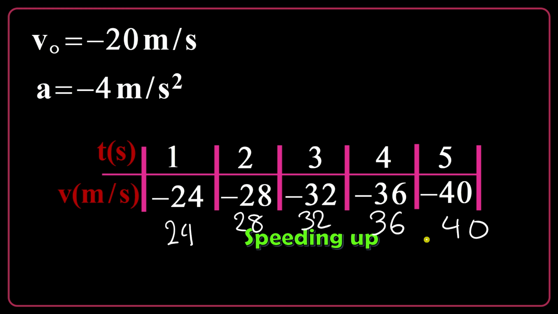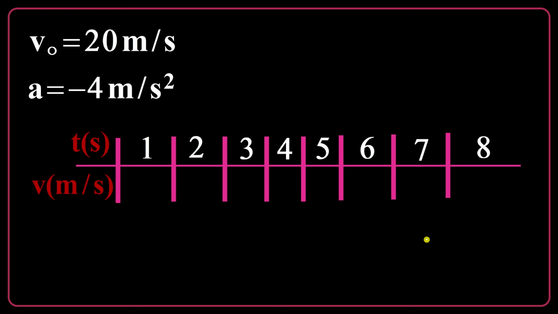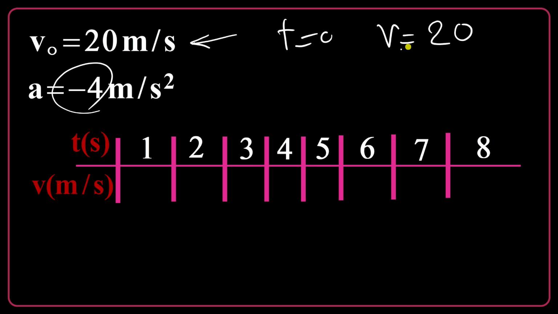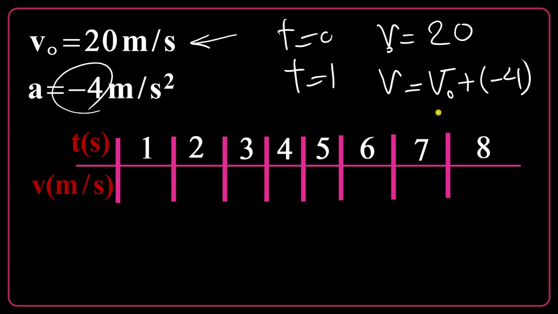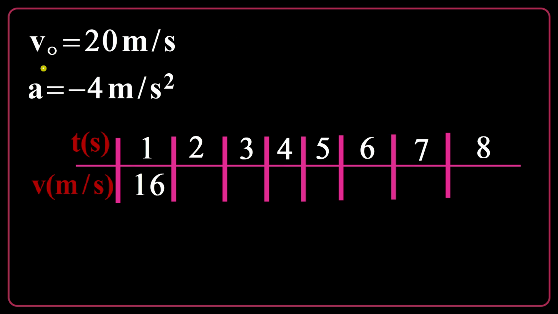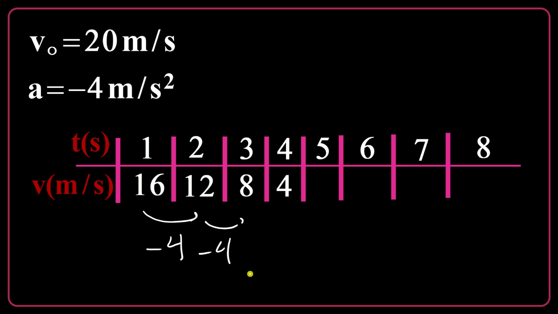Let's continue. The next case is very interesting. Look at this. The initial velocity is positive, but the acceleration is negative. What should I do? Okay. At t equals 0, the velocity is 20. At t equals 1, the velocity will be initial velocity plus negative 4 because the acceleration is negative. So it will be 20 minus 4, which is 16. Let's continue. I will add another negative 4 to 16 and I will get 12. Another negative 4, I will get 8. Another negative 4, I will get 4. Another negative 4, I will get 0.